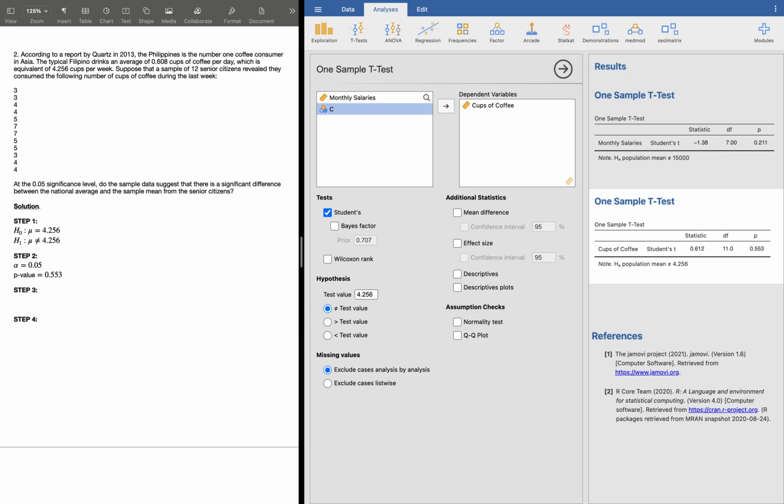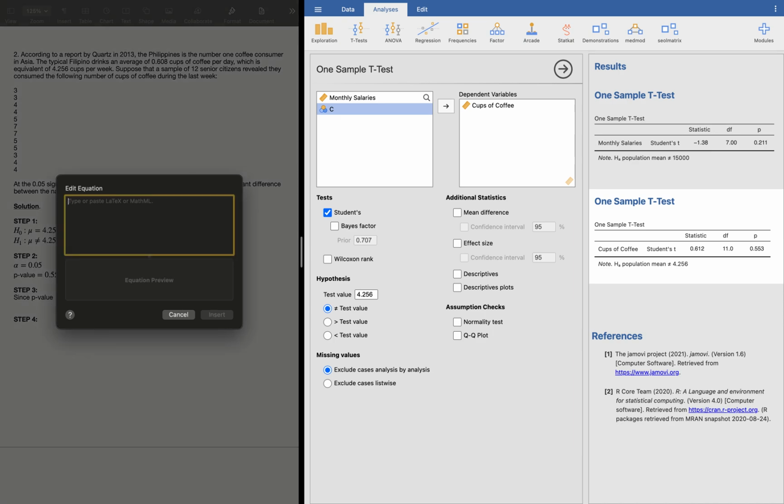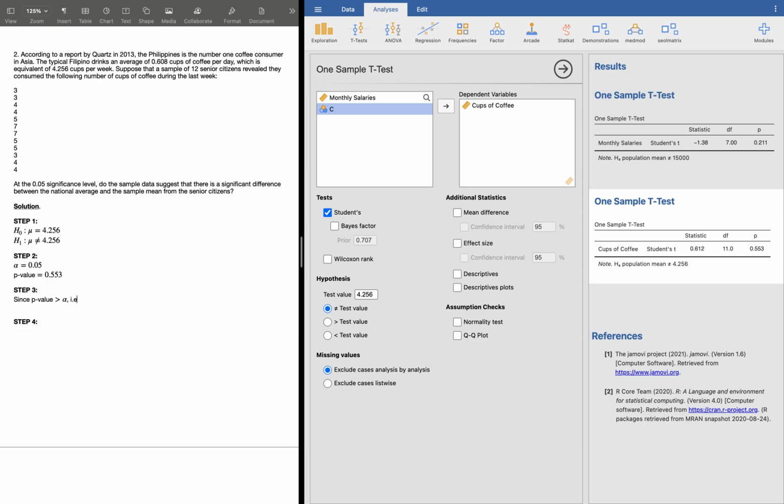Then we want to compare our p-value with our alpha level. Since our p-value is greater than our alpha level, that is, 0.553 is greater than 0.05 clearly enough, we do not reject our null hypothesis. Since we do not reject our null hypothesis, we can say that there is no significant difference between the national average and the sample mean taken from the senior citizens. That's our decision rule and our conclusion.